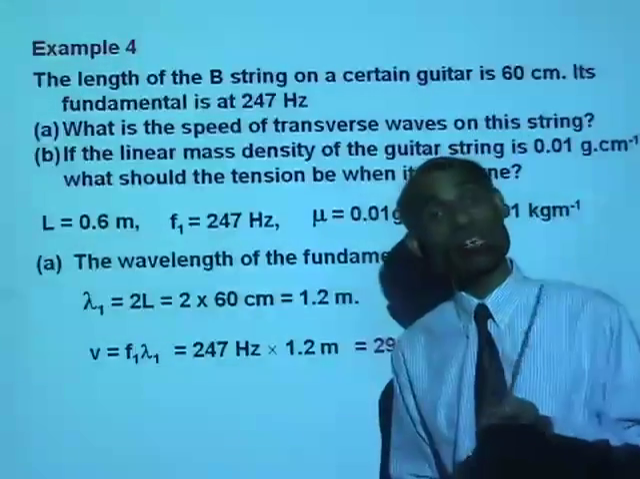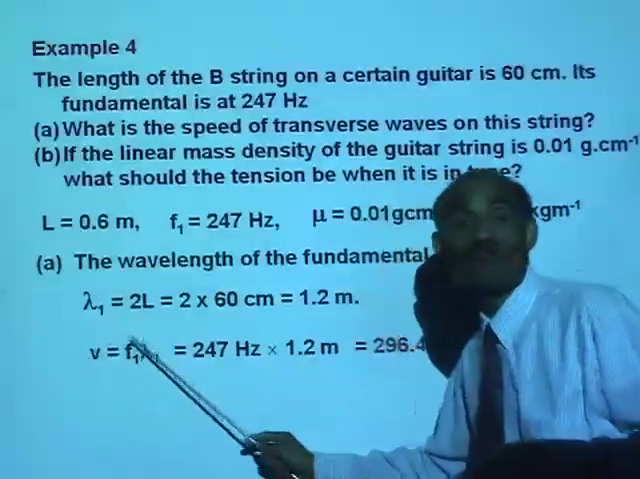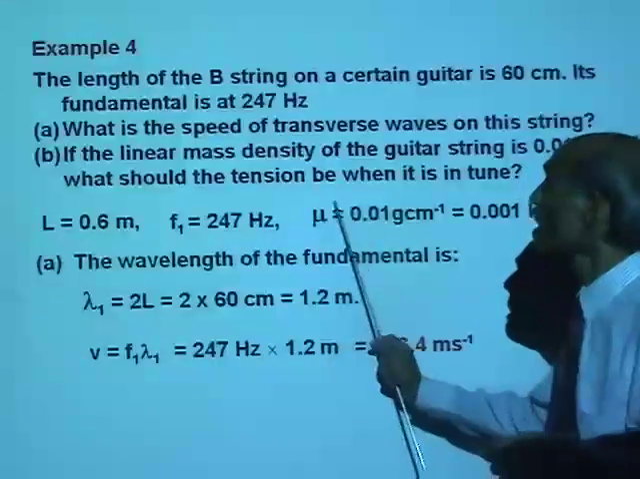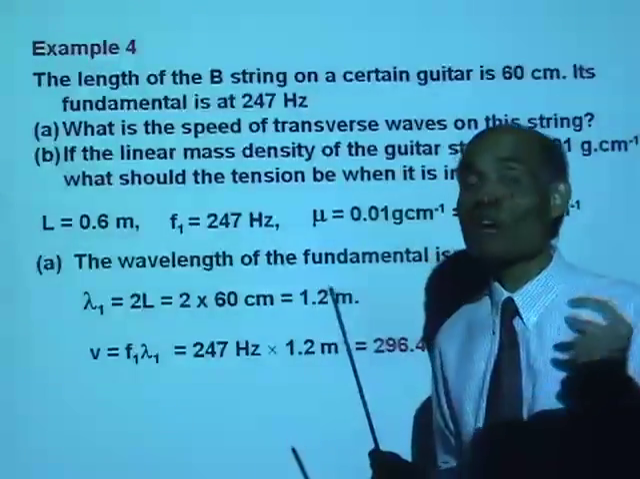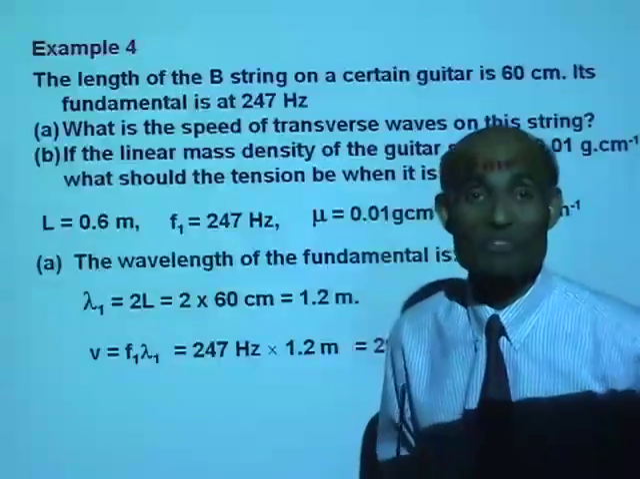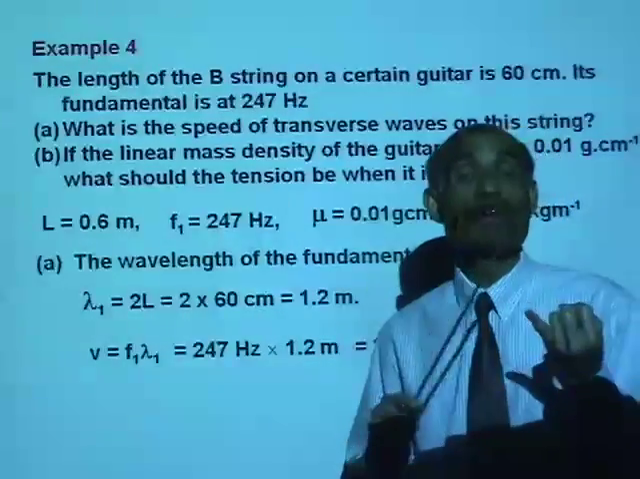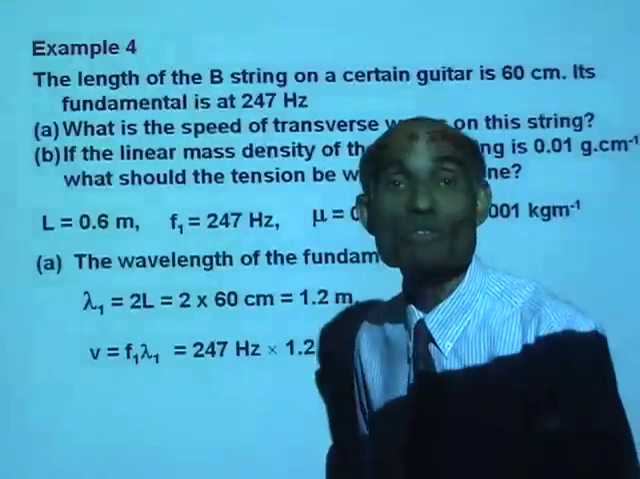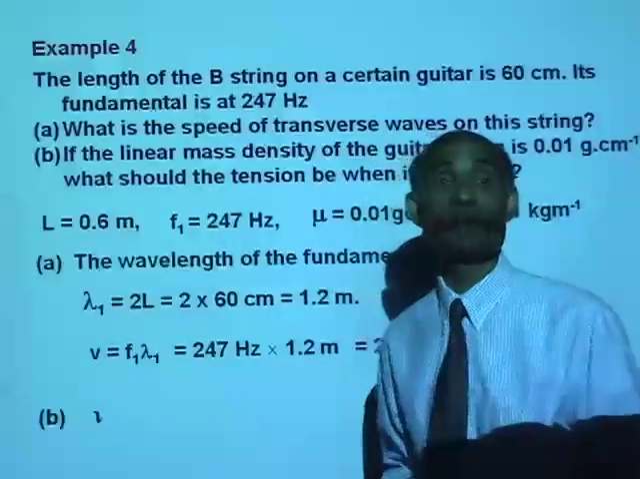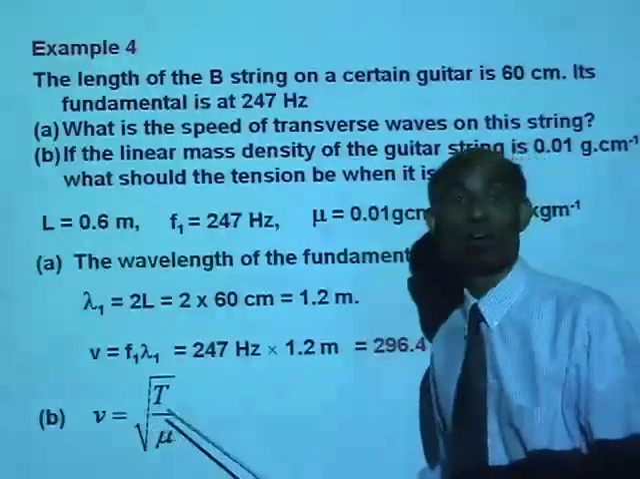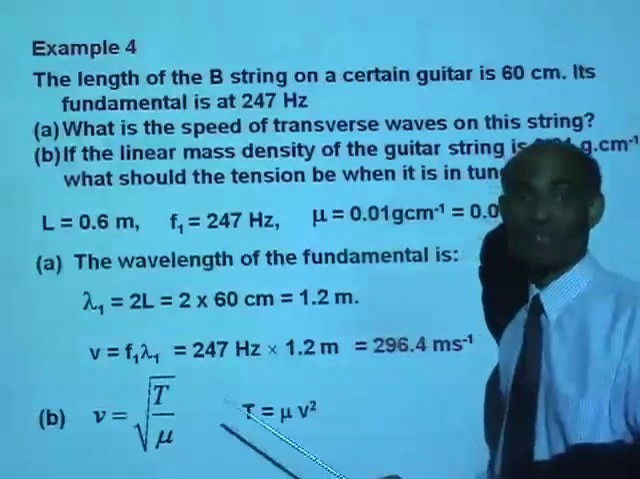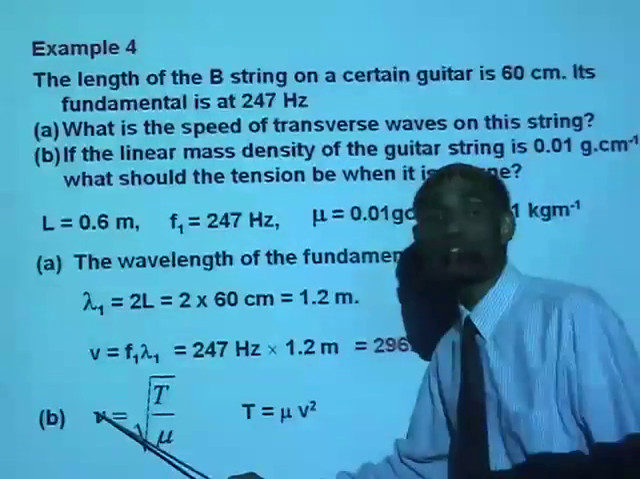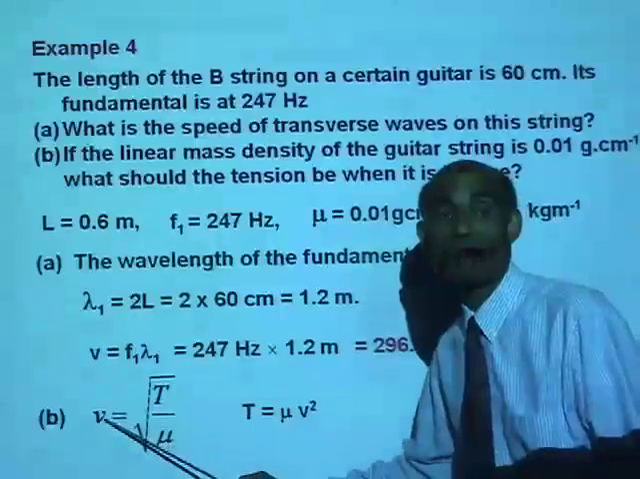Well, how do we find the tension? We know the wave speed. We know the linear mass density. Isn't it possible to use these to find the tension? Because you know V equals the square root of T over mu. There we are. Can you solve for T from here? T will be V squared multiplied by mu.